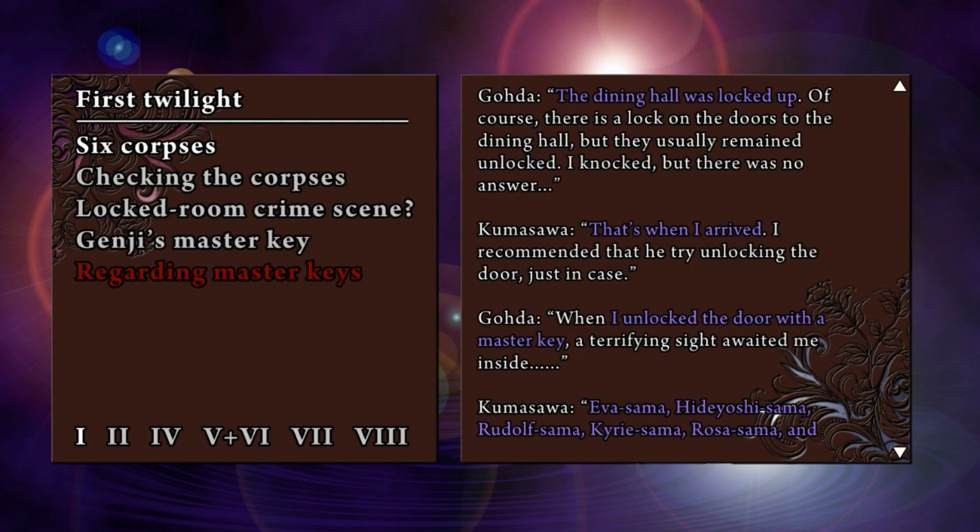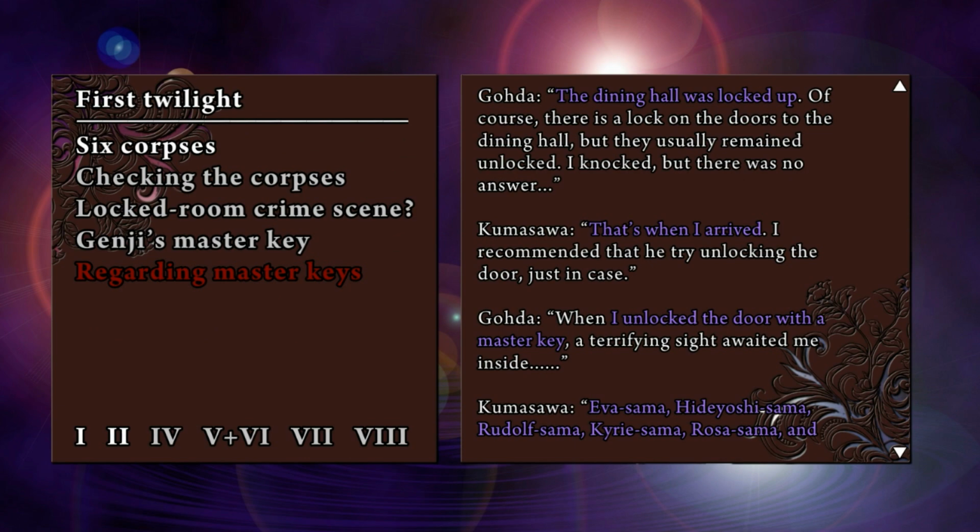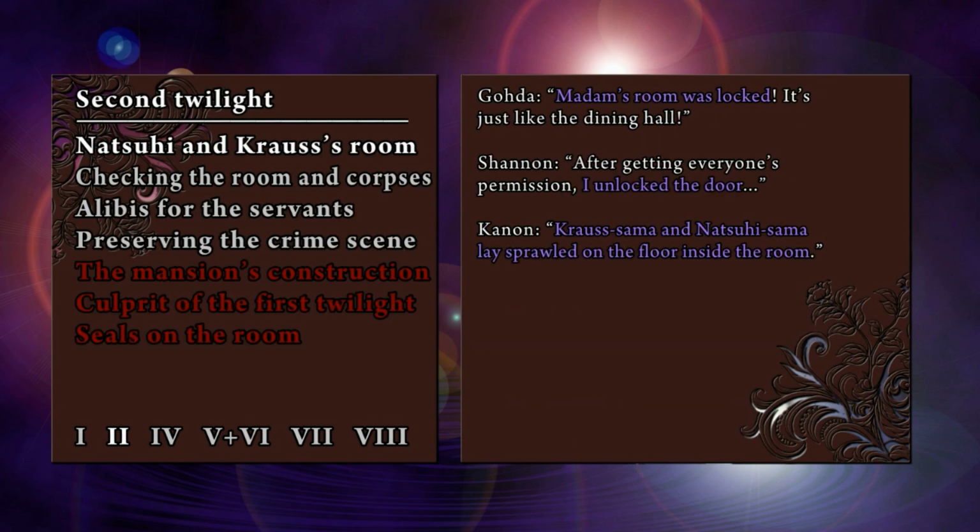Actually, you know what, hold on a second. Can we even have that many culprits, to be quite honest? Because let's think of it this way. Let's go with the easy option that we have Rudolph and Kirie as the culprits. They would kill the first 4 in the first Twilight. They would fake their deaths, and then after that they would go to Nazi and Kraus's room and kill them, and more than likely hide them, because it was possible for them to kill and later escape, because they only locked the dining hall after the second Twilight.